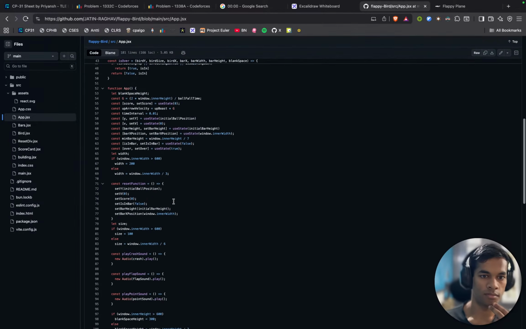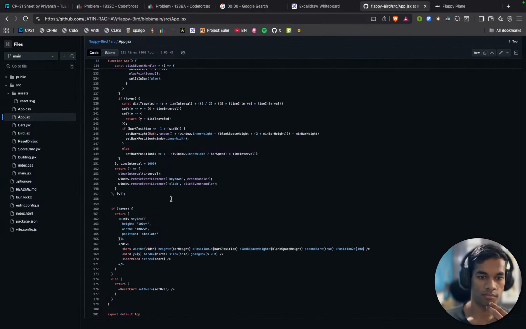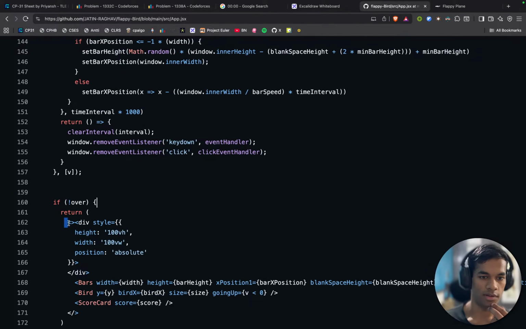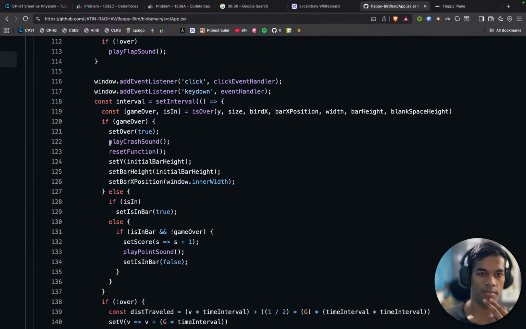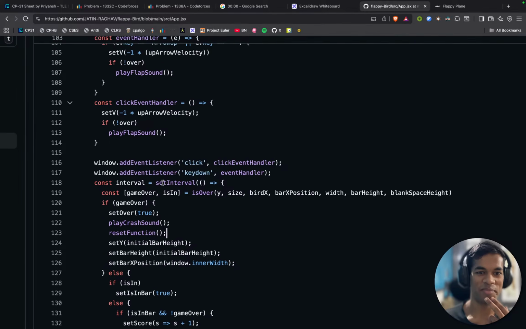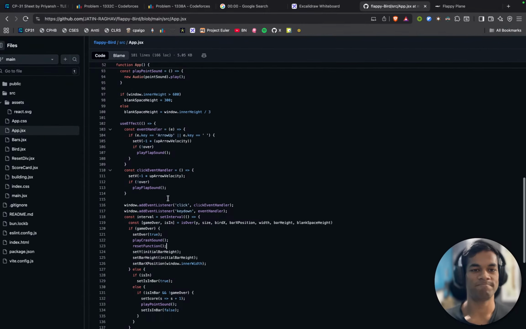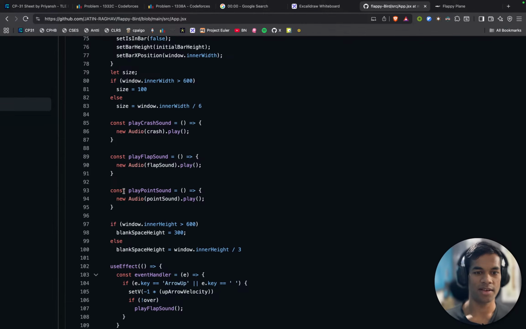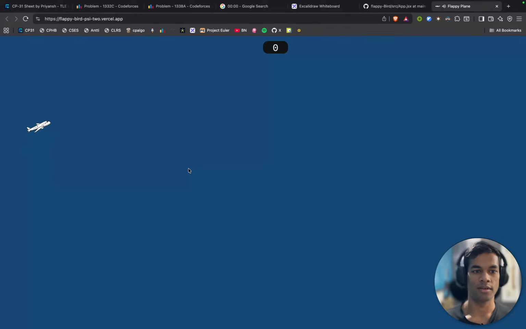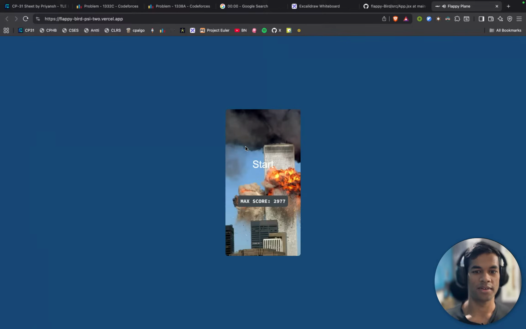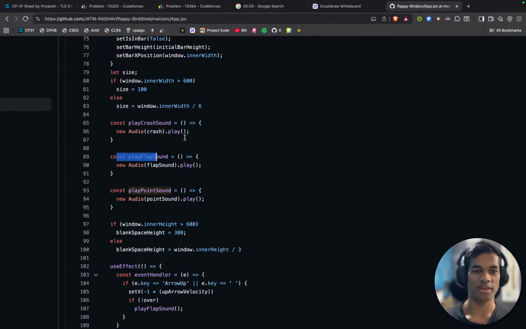App.jsx. If not over, then return. Play crash sound. Play point sound. What is point? When I have a point. That was the point sound. And crash sound. Crash, point, flap sound.